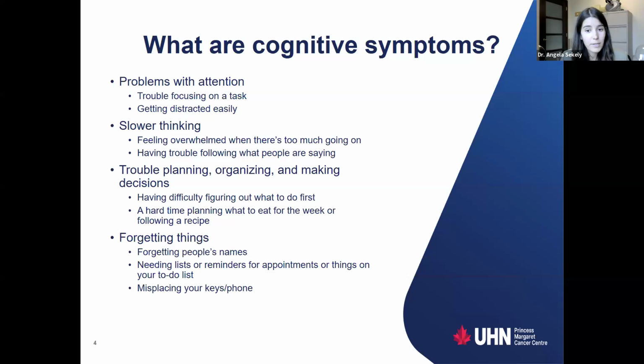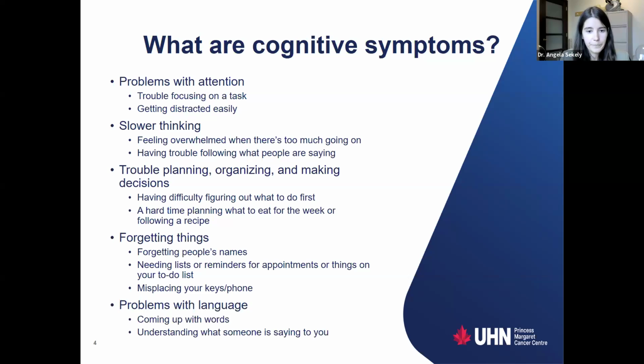Memory symptoms are really commonly reported as well. This could be forgetting the names of people that you might know really well, or having a tough time learning new people's names, being more reliant on external memory aids, so needing lists or reminders for appointments or things that you have to do during the day. Or it could be things like misplacing your keys or phone, walking into a room and forgetting why you went in there in the first place. These are all really common examples.